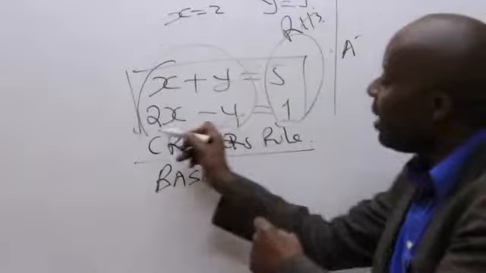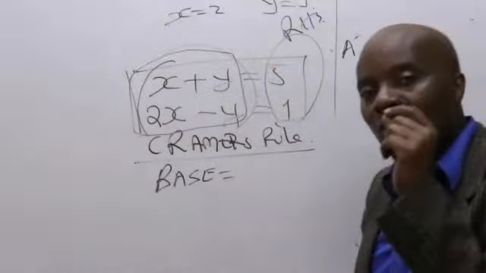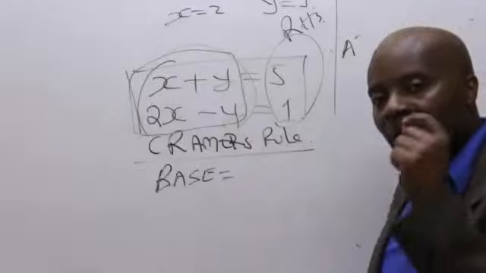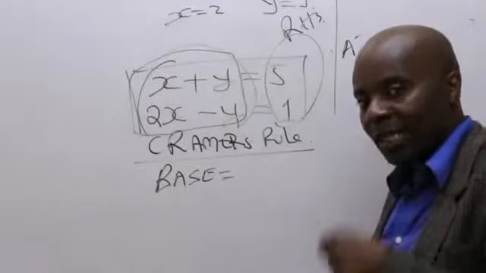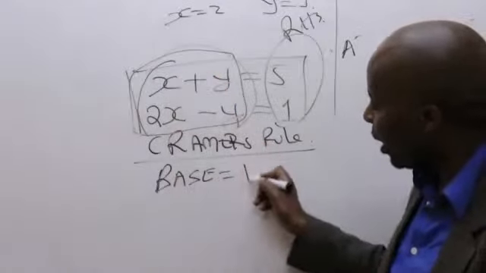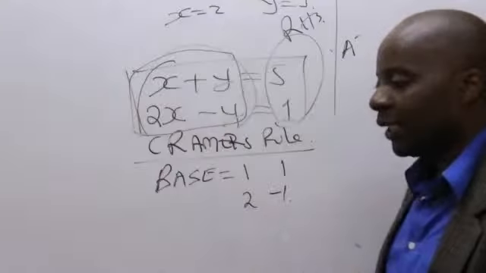We say the base matrix is the one that has got which coefficients? Coefficients of X and Y. So coefficients are those numbers that come before those letters. So the base matrix here will be this coefficient. We have 1, 1. And then we have here 2, minus 1 like that.